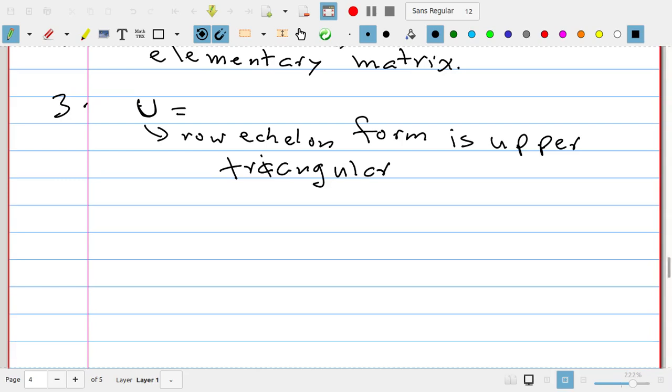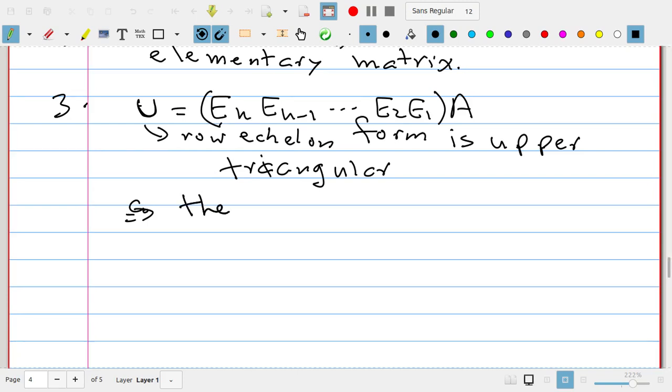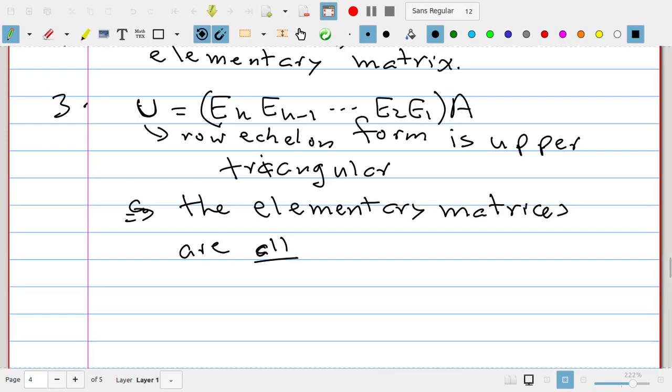And of course this may be written as, let's say you have K row operations, so this can be written this way, and then the elementary matrices are all lower triangular.